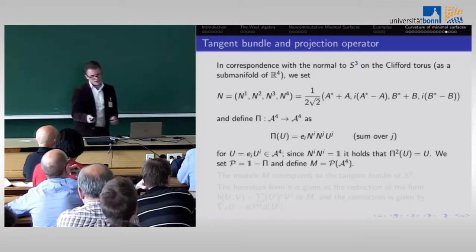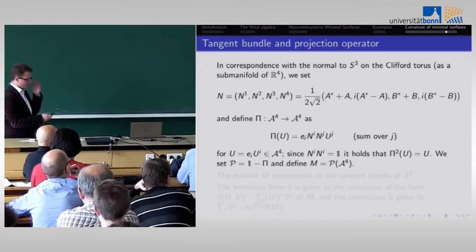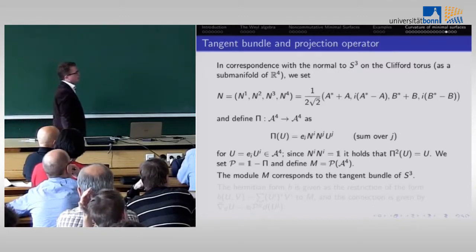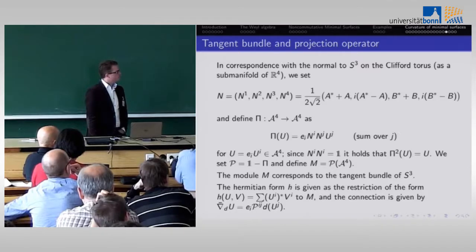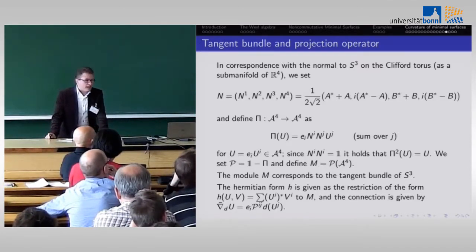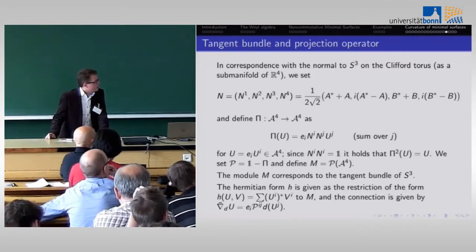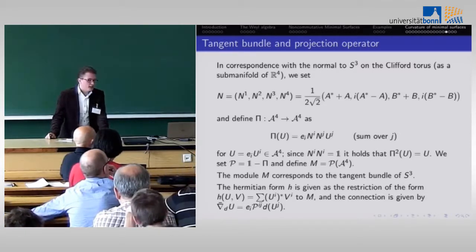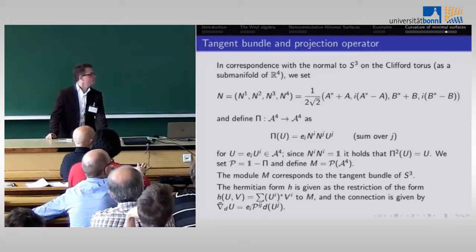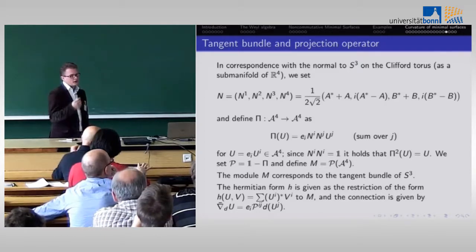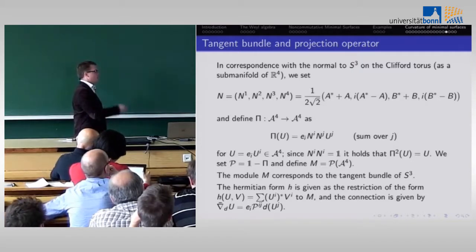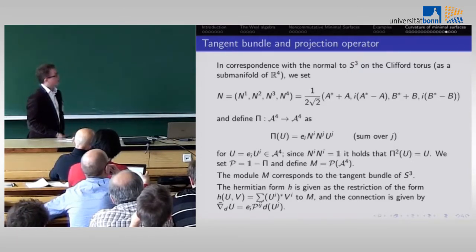This is our M, our ambient space now, not the space of the minimal surface. Right, this is what I said. It corresponds to the tangent bundle of S3. And the Hermitian form on this M is simply the restriction of the standard form on the free algebra. And the connection is simply given by the projection of the Grassmannian connection of the free module. Okay? This is the data we start with. Module M, like this, the projective module, with the standard Hermitian form and affine connection.